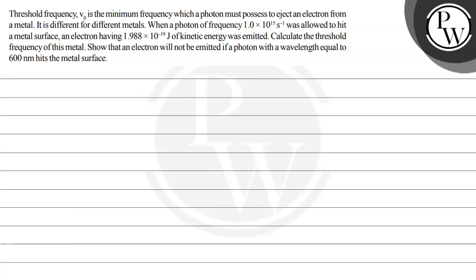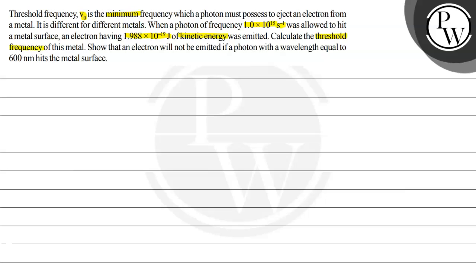So the question says threshold frequency nu naught is the minimum frequency which a photon must possess to eject an electron from a metal. It is different for different metals. When a photon of frequency 1 into 10 to the power 15 second inverse was allowed to hit a metal surface, an electron having 1.99988 multiplied by 10 to the power minus 19 joule of kinetic energy was emitted. Calculate the threshold frequency of this metal.